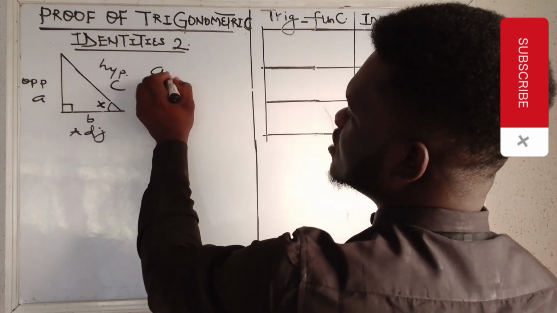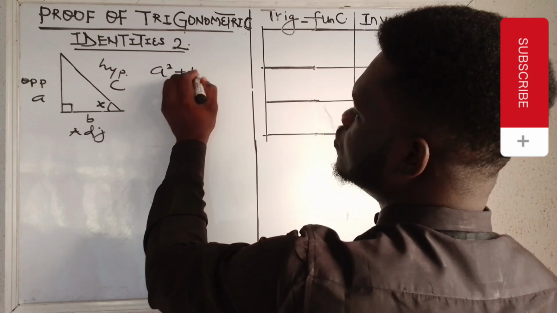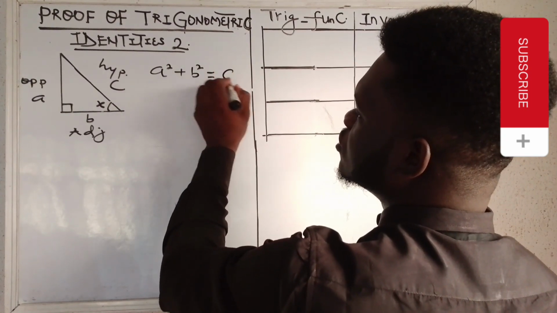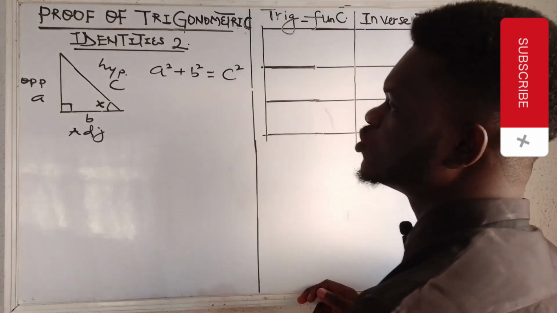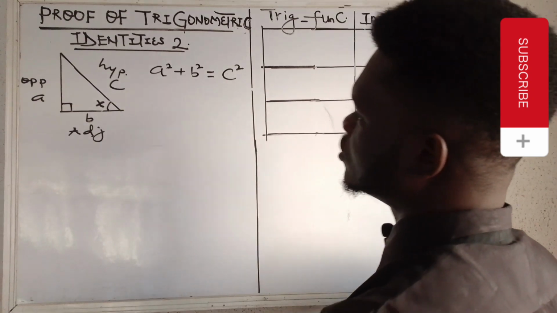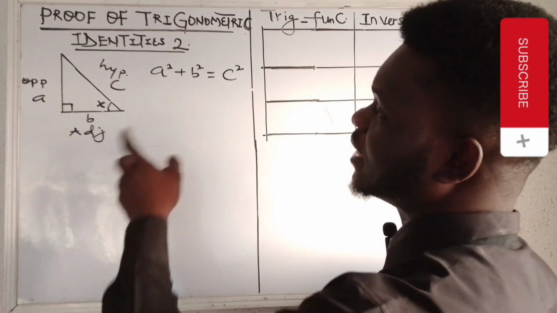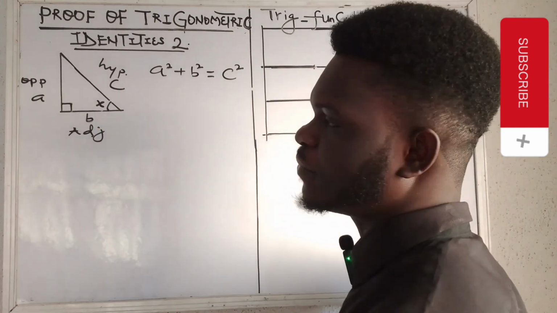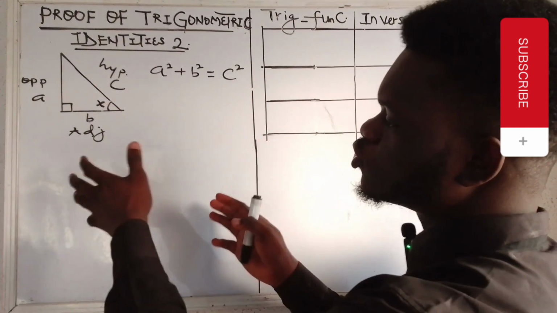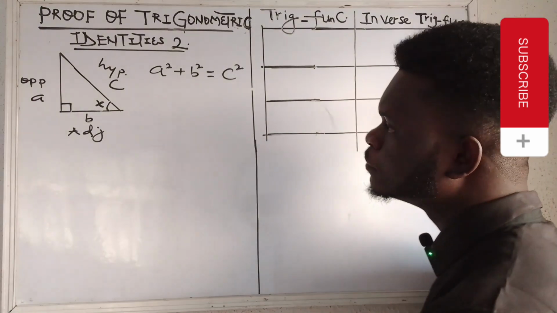Now remember Pythagoras said a squared plus b squared equals c squared. This is not really the deal of the day though, because I've already explained how this brought about the trigonometrical or Pythagorean identities. I gave 3 different Pythagorean identities. So today I just want to simplify some basic stuff that we need to know.